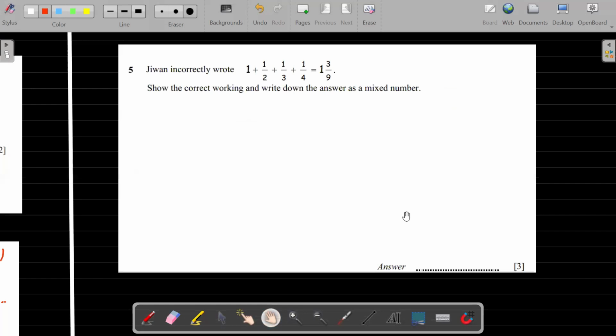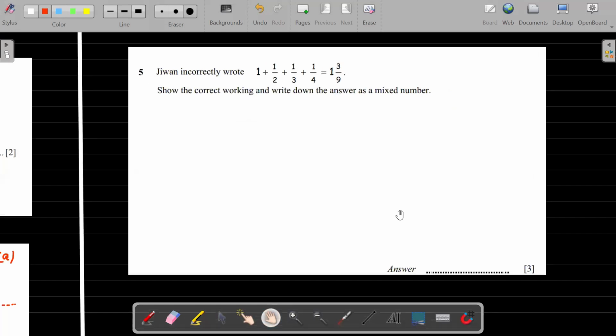Let's come to this question. Okay, it says that Juan incorrectly wrote this whole term equals to this. Show the button. It says that either he is saying correct or not. We need to figure it out. So first I'm going to write it. As you can see, it's 1 plus 1 by 2 plus 1 by 3 plus 1 by 4. These all are different numbers. If a number is having no denominator, it means it is having 1 in the denominator. So I can write 1 over here.